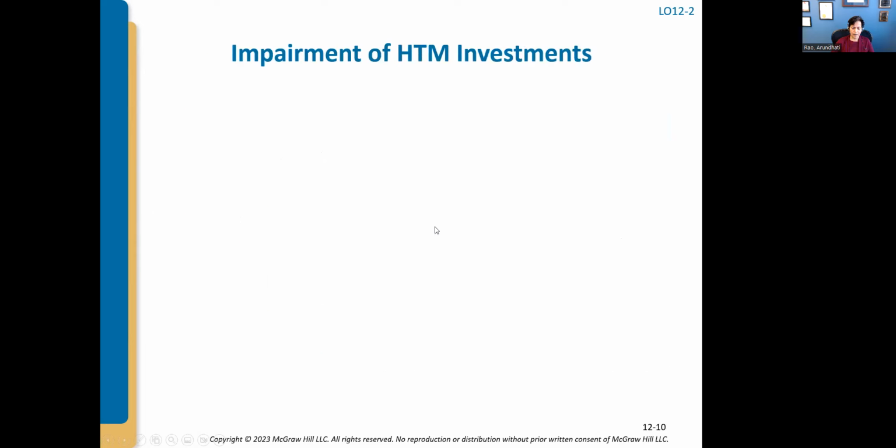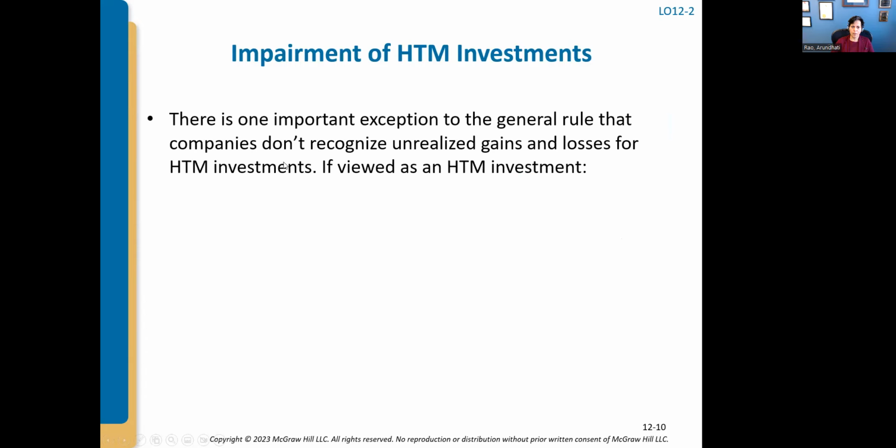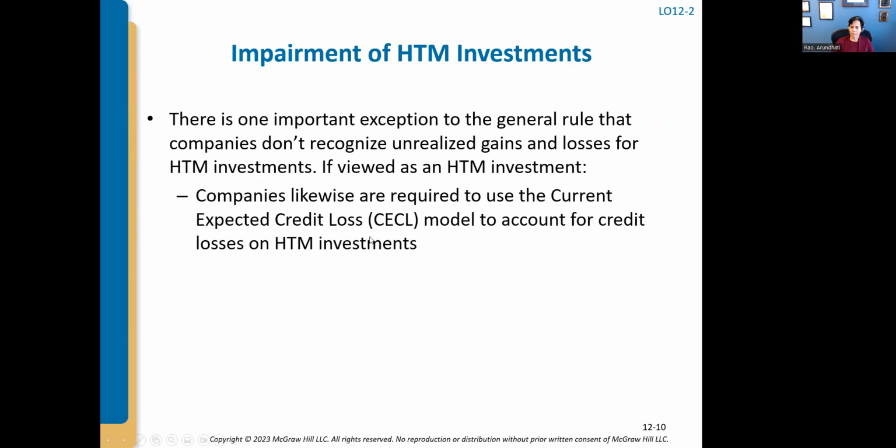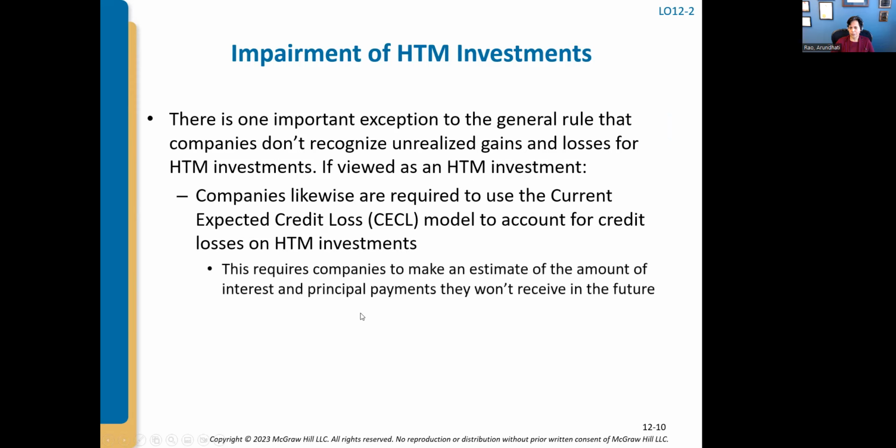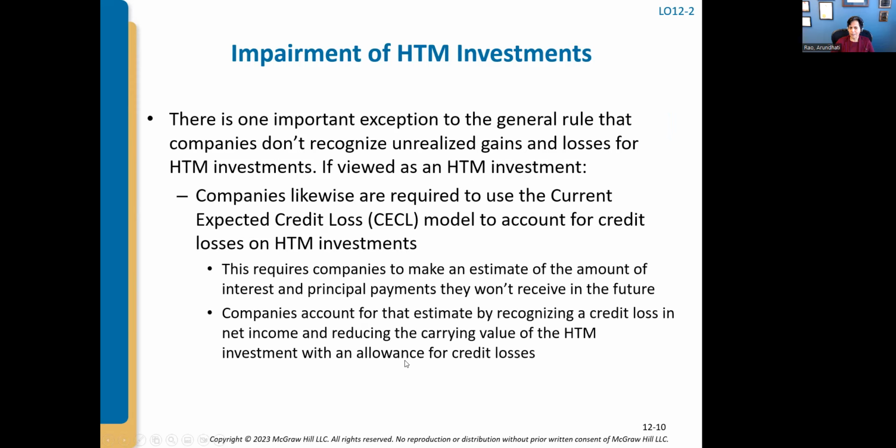I mentioned a couple of seconds ago that generally I'm going to hold it at amortized cost. But if these unrealized holding gains and losses are a bit more of a concern, then we use the current expected credit loss model. Basically this says I need to create an allowance account. This is very similar to creating the allowance for uncollectible accounts for accounts receivable. This is if you think there's likely to be a permanent impairment in this investment.